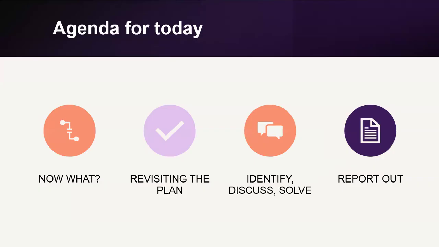So today, our goal is to, first of all, introduce you to your strategic plan, talk about the frequency at which we suggest you revisit the plan so that it doesn't get dusty, talk about identifying, discussing, and solving, flexing those strategic thinking muscles that we've honed throughout this process, and then some suggestions and best practices on how to report out to the public and to commissioners on progress within the plan.